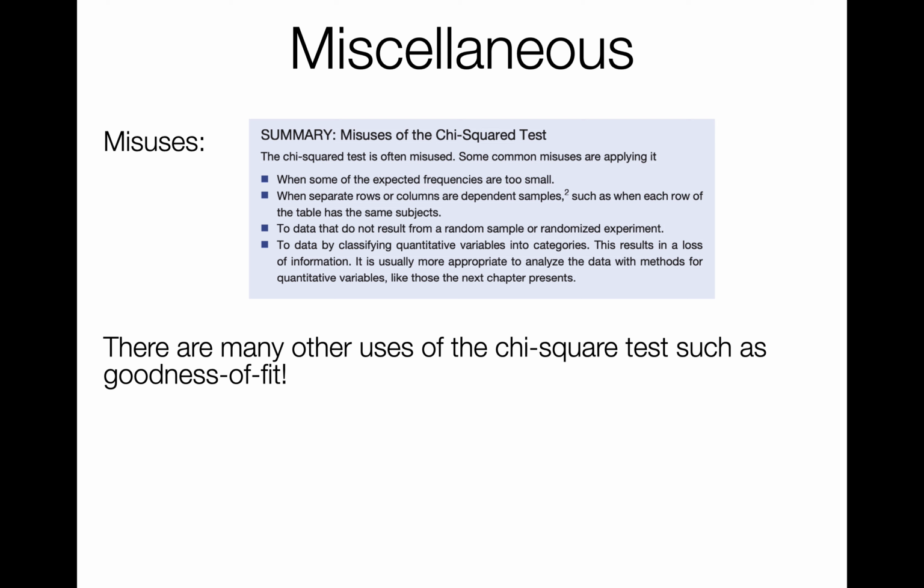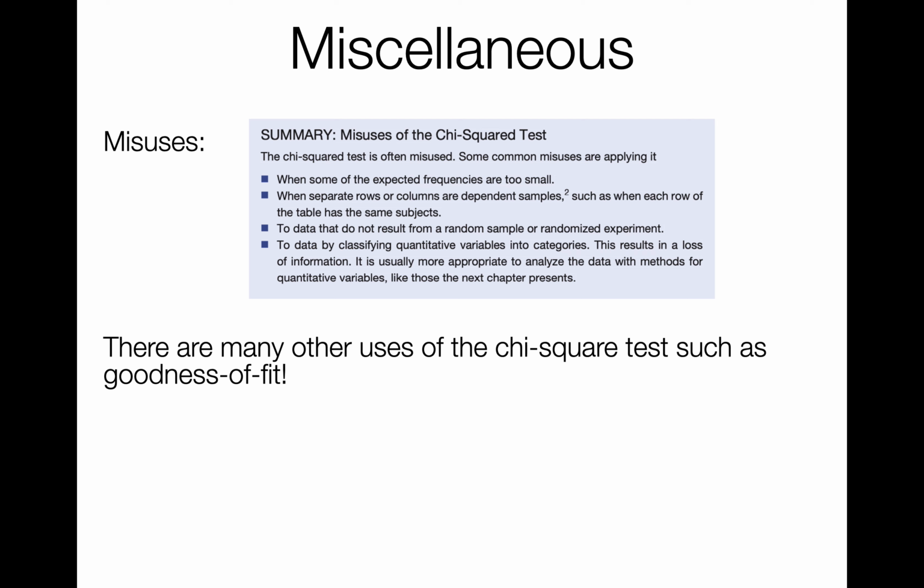So there are a number of misuses of that chi-squared test that we do, and it's defined in this table here, okay? Some examples are when those expected frequencies are too small, things can go wrong. When the data is not random. When separate rows or columns are dependent samples, okay? Of course, we're assuming everything is independent along the rows or the columns, and so that's a sort of weird issue there.